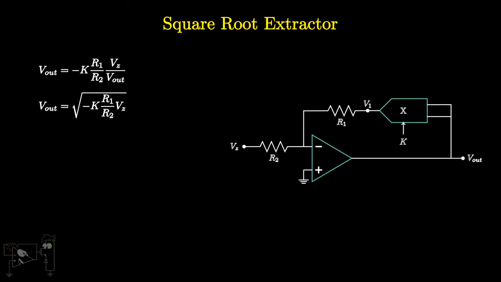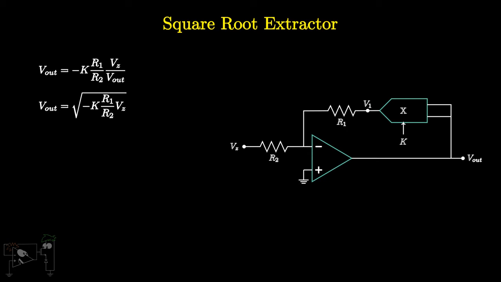Take a look at the negative sign in the equation. We know that a negative value cannot be under the square root sign. Hence, Vout will be real only if Vz is negative, meaning that the square rooter is a one-quadrant device. The input cannot assume any positive or even zero values.